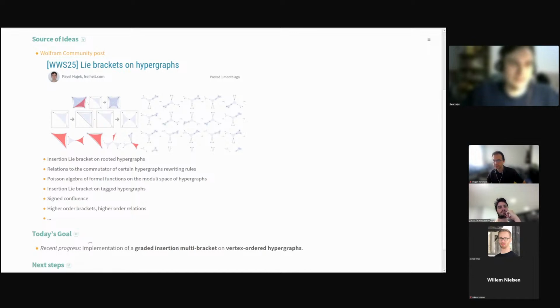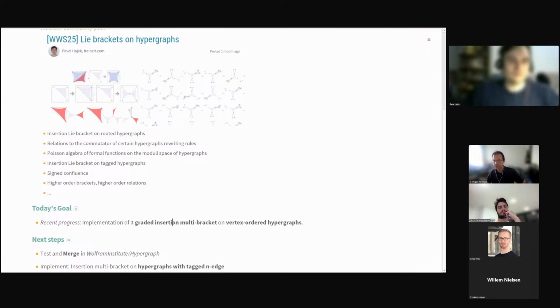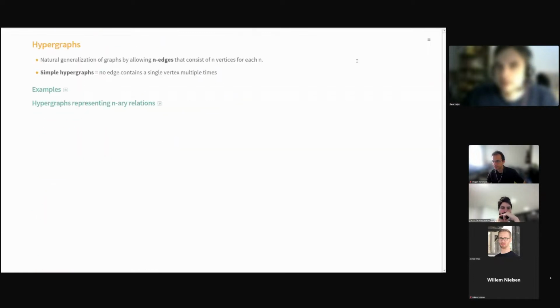What are my immediate next steps? So I basically want to test it and eventually merge it into the Wolfram Institute hypergraph package. And then after that, I will implement this insertion multi-bracket on hypergraphs with tucked in edge. So those are my immediate next steps. Are there any questions to this? If there are no questions, then I will move to the next slide. How to move to the next slide?